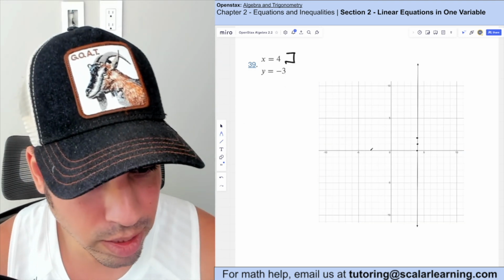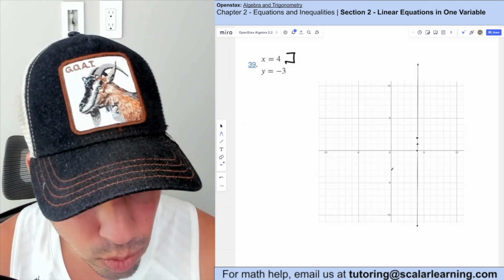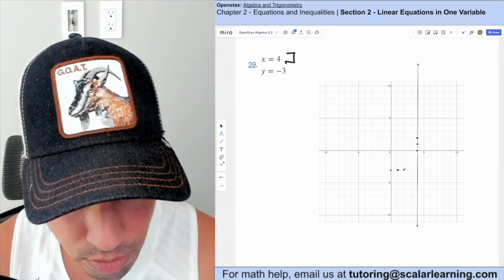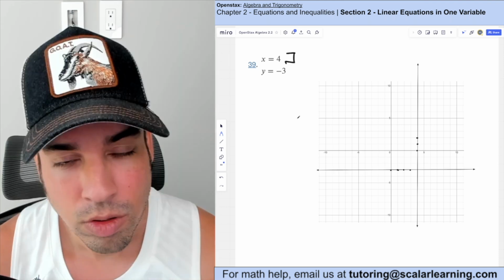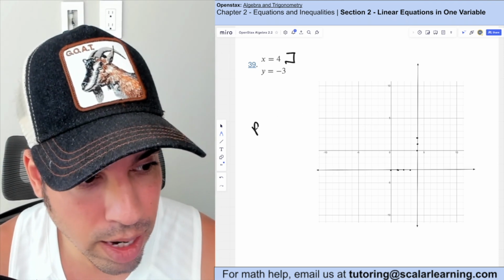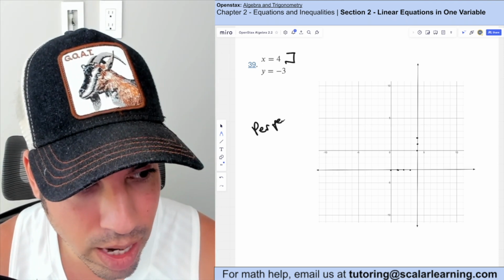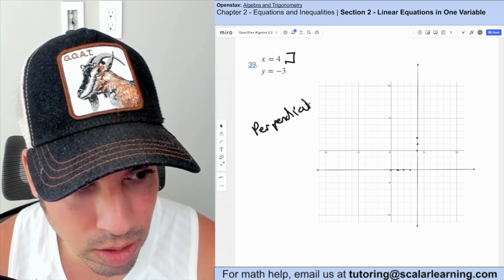Likewise, for y equals -3, we say no matter what x is, y is -3. -3 for that x, for that x, for that x. And guess what? That's a horizontal line. So those are the two lines, and they form an exact right angle, which means they are perpendicular.